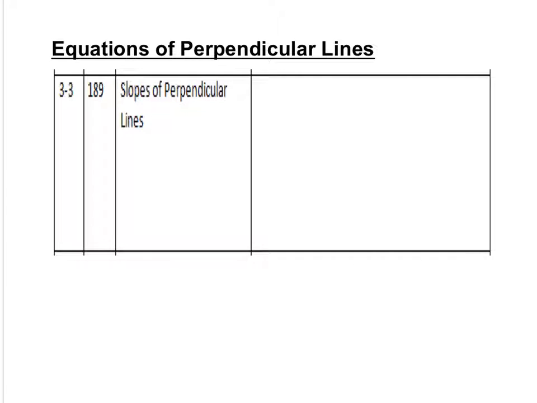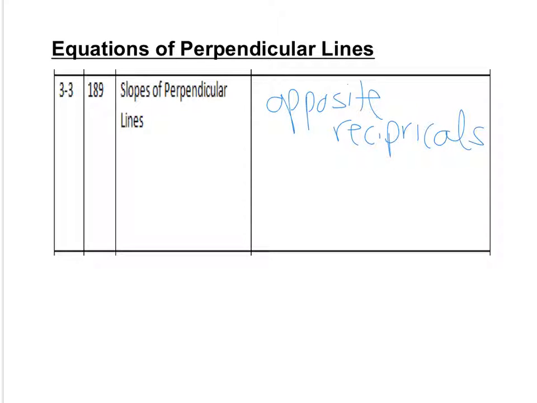Today we will be talking about slopes of perpendicular lines. Now, slopes of perpendicular lines are opposite reciprocals. And what it means to have an opposite reciprocal is opposite is changing the sign, so if it's positive it goes negative, if it's negative it goes positive, and reciprocal means to flip the fraction.